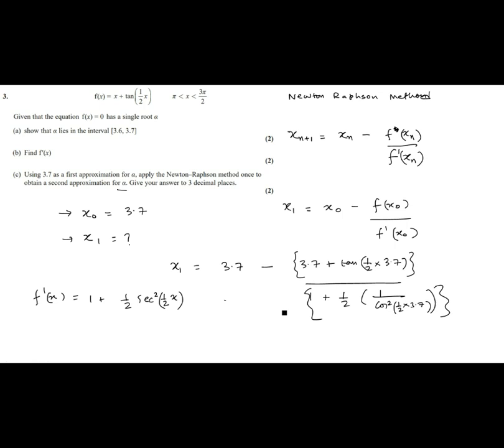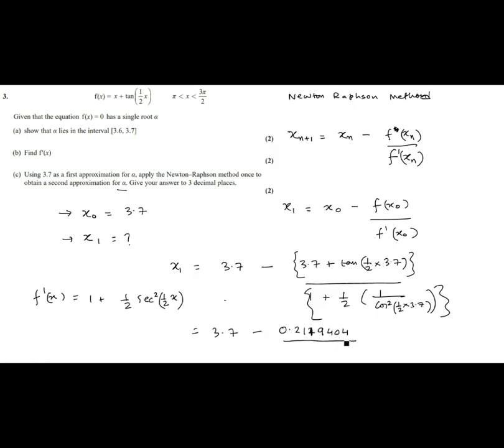So instead of putting everything in one go, we can just simplify the numerator first. So that is 3.7 plus tan of 3.7 divided by 2. I think we have already calculated this. So that comes out as 0.212 to 3 decimal places. And then, actually, let's keep it 0.2119404. Keep as many decimal places as we can.